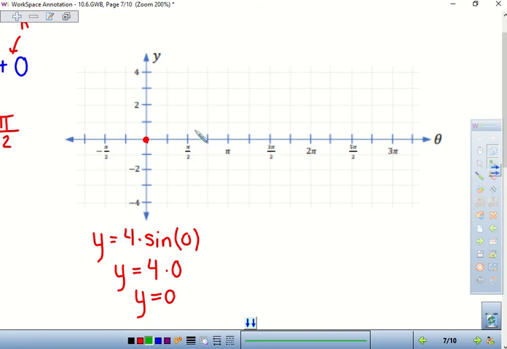I'm just plugging in these values. So which one would we be looking at on this one? We'd be looking at the y value? Correct. So next we're going to plug in pi over 2 for theta. What is sine of pi over 2 according to your unit circle?